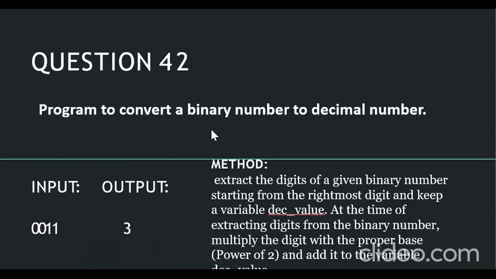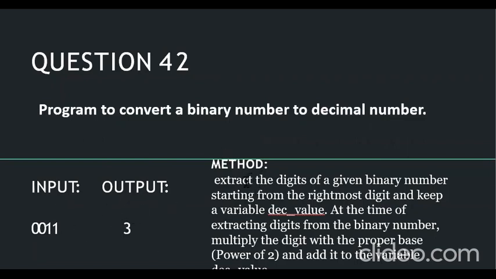In this question, we are going to see a Python program to convert a binary number into a decimal number. The input which I have given here is 0011, and by compiling I would get the output as 3.